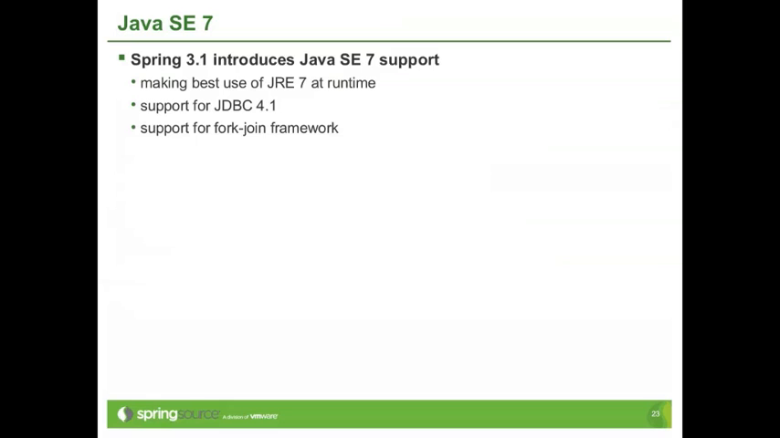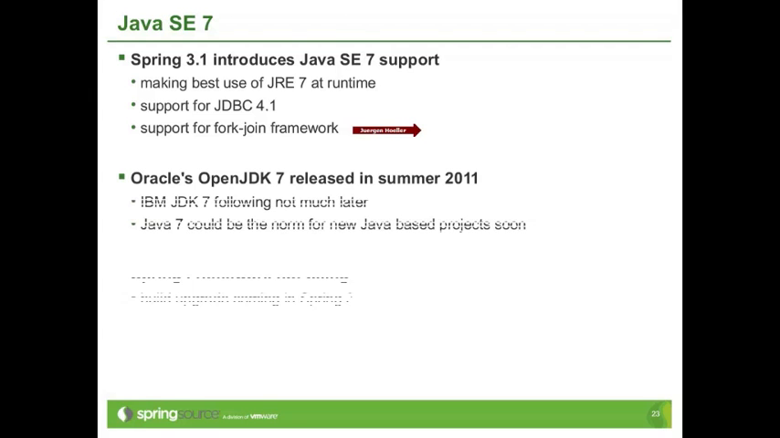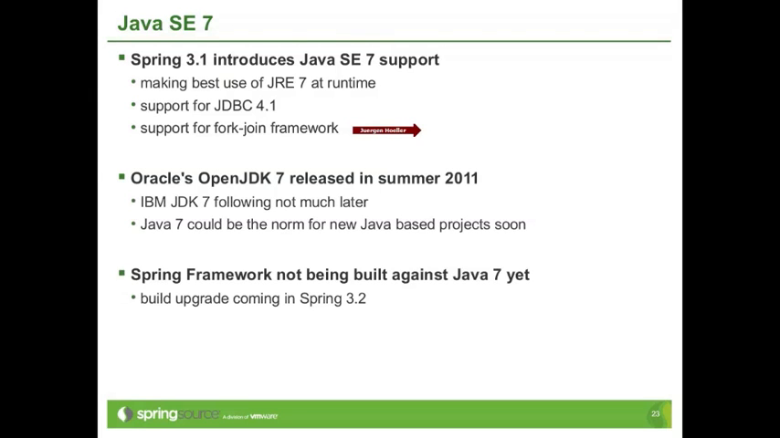Last but not least, we also have Java 7 support. So Spring 3.1 auto-detects Java 7 at runtime. If you're running against JDBC 4.1, we'll detect it and automatically use it in parts of our JDBC support. And we have some support for the new fork/join framework in java.util.concurrent as well. In the meantime, we have not only OpenJDK 7, we have Oracle's JDK 7 distribution, and we have IBM's JDK 7. So we expect Java 7 to become common quite soon.